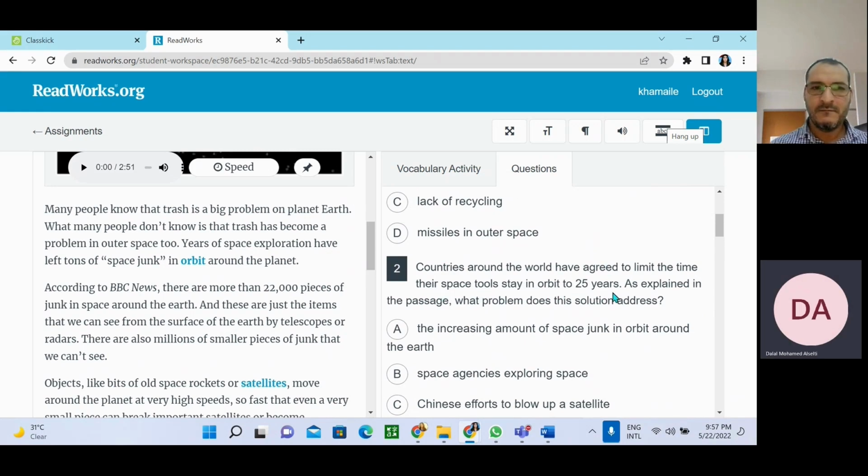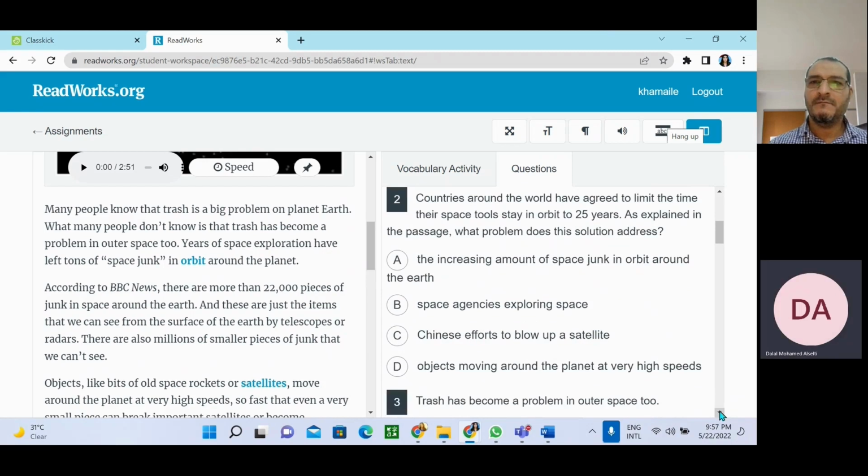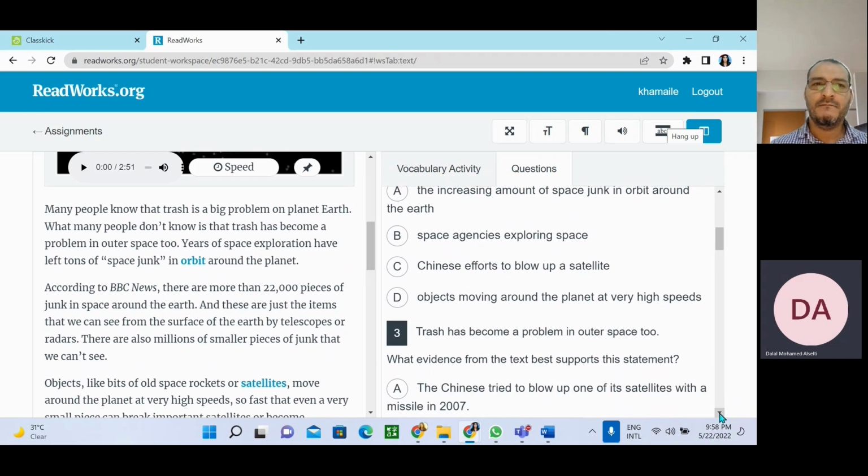Countries around the world have agreed to limit the time their space tools stay in orbit to 25 years. As explained in the passage, what problem does the solution address? The increasing amount of space junk in orbit around the Earth. Space agencies exploring space, Chinese effort to blow up satellite, objects moving around the planets at very high speeds.